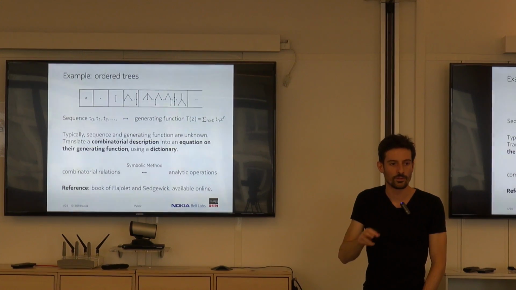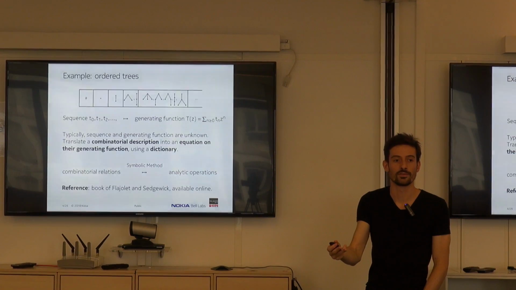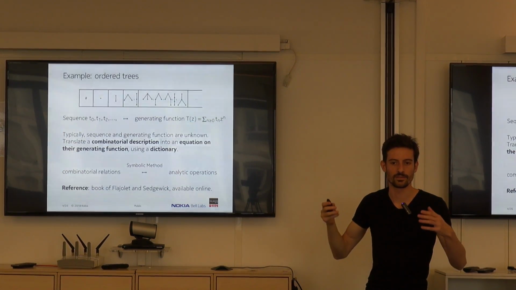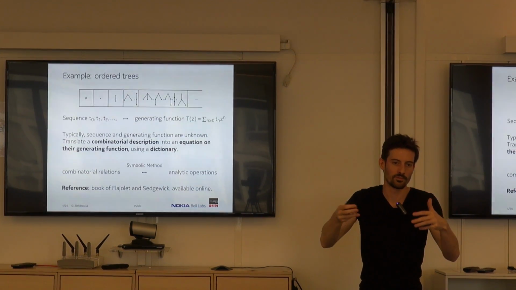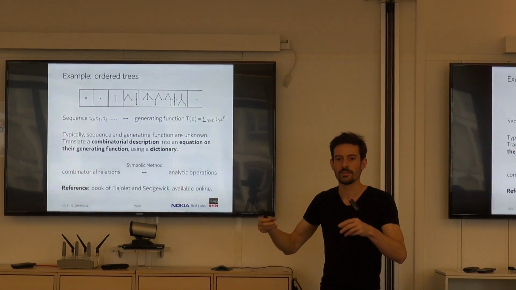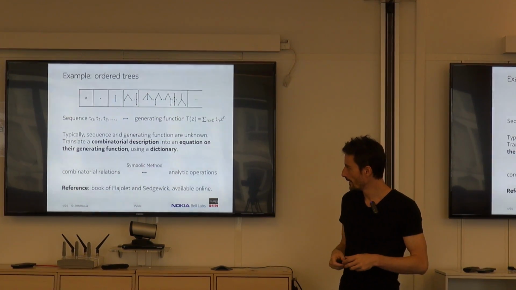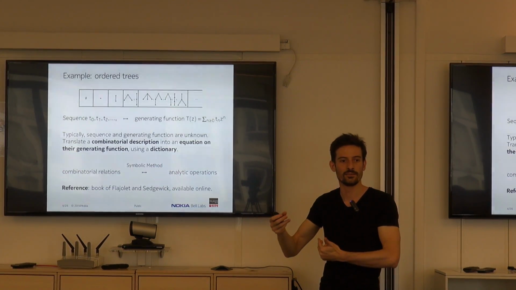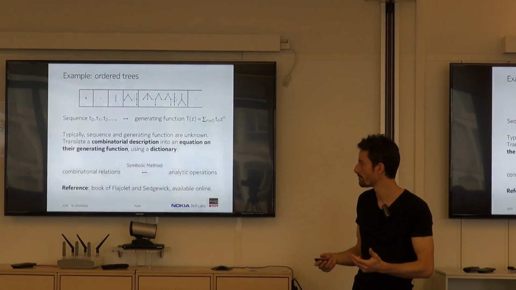And of course, at the beginning, we don't know the sequence, we don't know the generating function. What we know is a combinatorial description of the object. Here, the combinatorial description would be what is an ordered tree? It's a root and a sequence of children, which are themselves trees. And this description is going to be translated into an equation on the generating function that characterizes it. And then once we know the generating function, we can extract information on the coefficients. So that's the idea of analytic combinatorics.